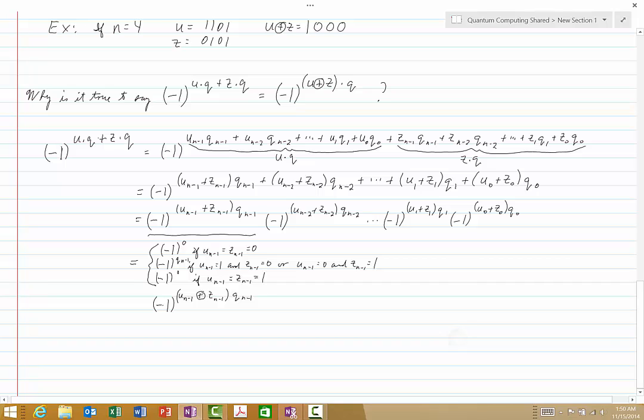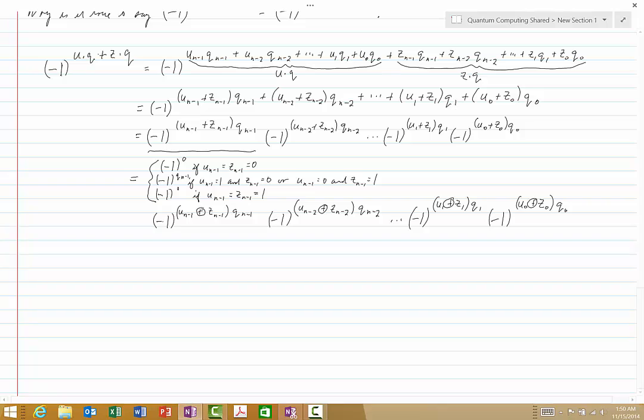And of course, then the next term would be negative 1 to the (u_{n-2} exclusive OR z_{n-2}) times q_{n-2}, and so on, negative 1 to the (u_1 exclusive OR z_1) times q_1, and then finally negative 1 to the (u_0 exclusive OR z_0) times q_0.